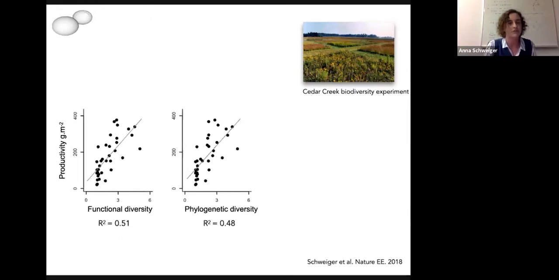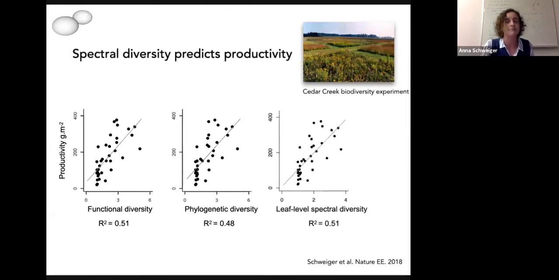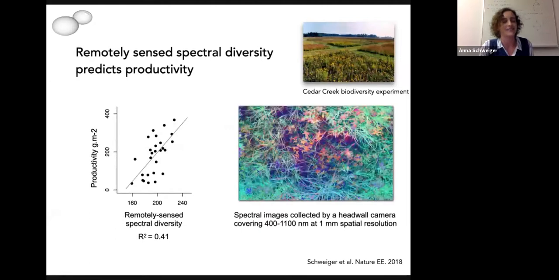And we also measured the leaf spectra of the same plants. And we found that leaf spectral diversity explained productivity, again, to a very similar degree as the other two diversity metrics. This is a little bit excessively animated, but the really cool thing is that spectral diversity also predicted productivity in this system when it was remotely sensed. Here we used spectral images captured by a Headwall camera covering the 400 to 1100 nanometer range at 1 millimeter spatial resolution. And we found that we can predict productivity from a distance and without determining species identity and abundance, which is pretty cool.